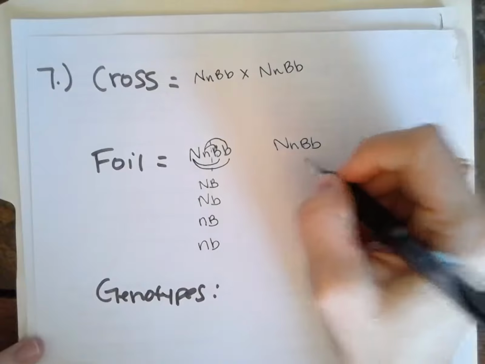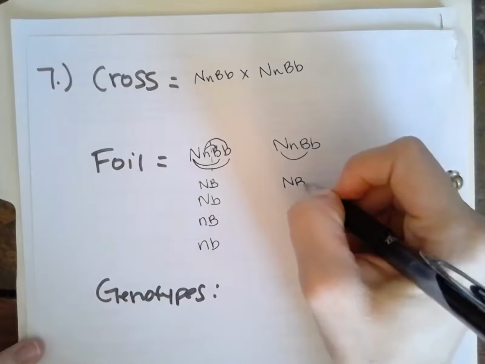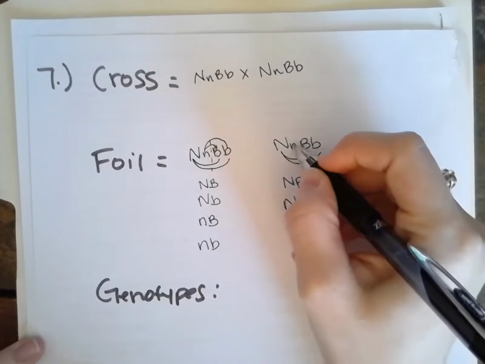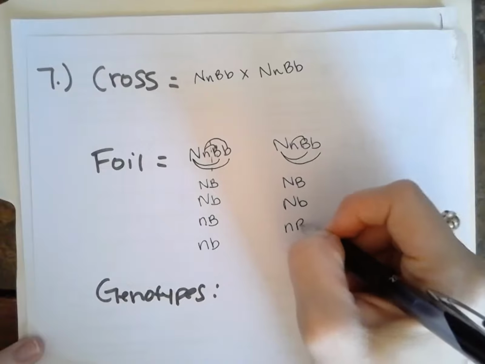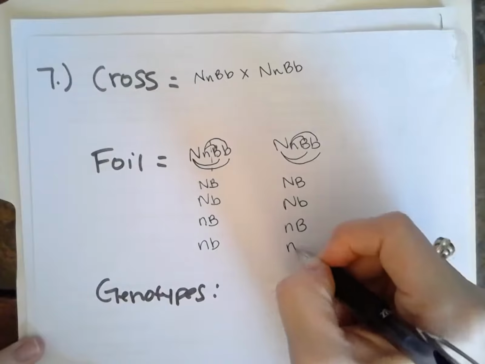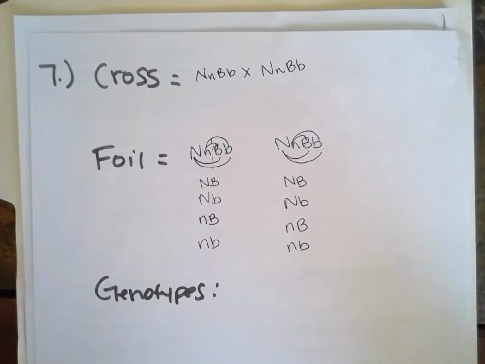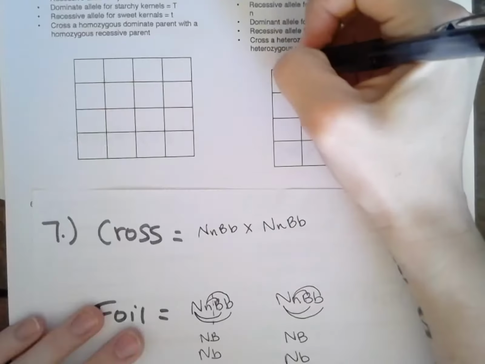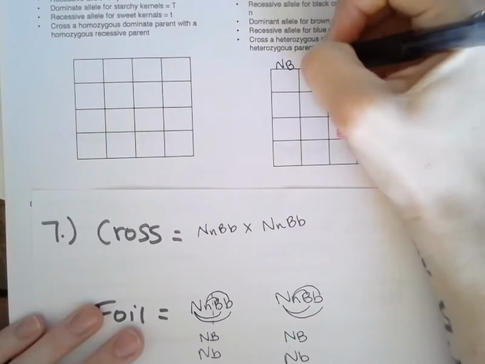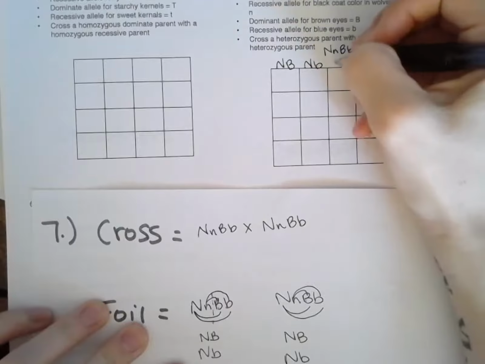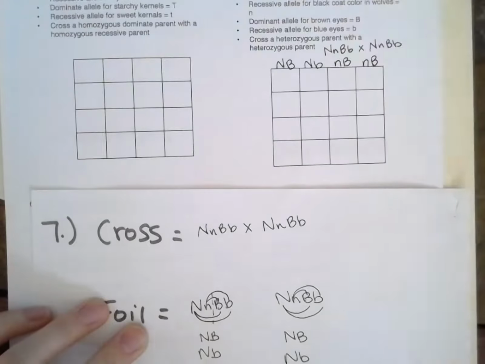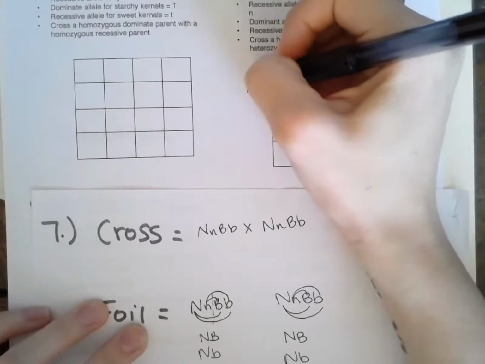So we're going to go first, capital N, capital B, outer, capital N, lowercase b, inner, lowercase n, capital B, and last, lowercase n, lowercase b. Okay, so now I can go ahead and start filling in my Punnett square. I'm going to go back to this page. Okay, so capital N, capital B, capital N, lowercase b, lowercase n, capital B, and lowercase n, lowercase b. And same thing down the side.